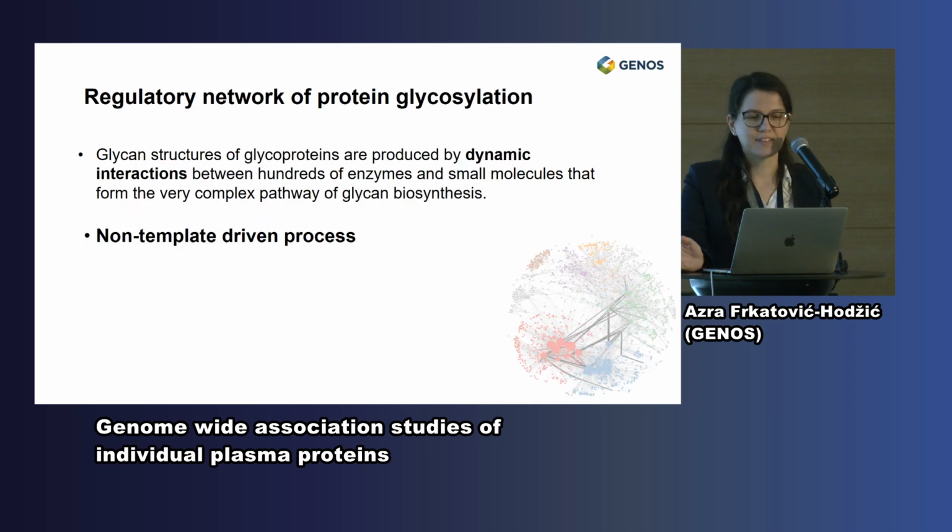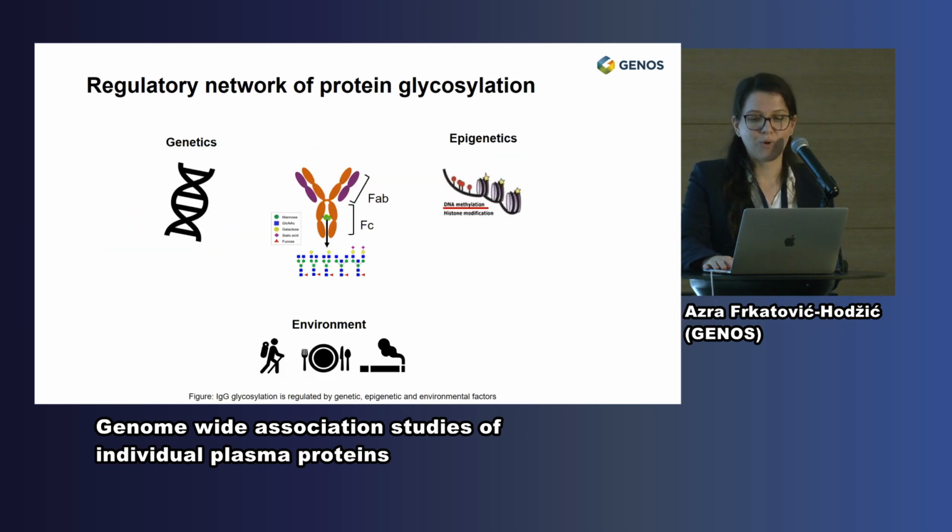I guess everyone here already knows that the regulatory network of protein glycosylation is a very dynamic network. It's a very complex network of enzymes and small molecules that all come together to regulate this process. What makes it more complicated to understand is that it's a non-template driven process. Unlike transcription and translation, we don't have a clear recipe, a template, that can be followed to understand how these glycoforms are formed. Not only genetics, but also other layers of regulation, such as epigenetics, play a role here, as well as environmental factors.